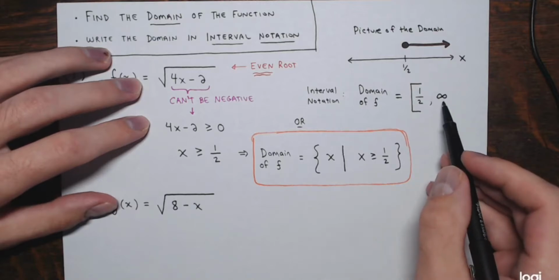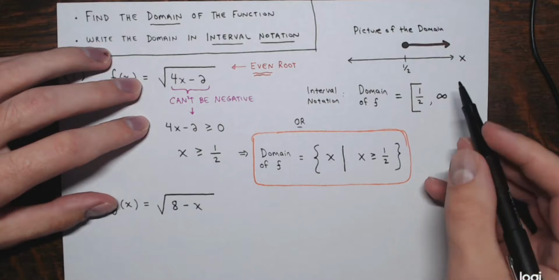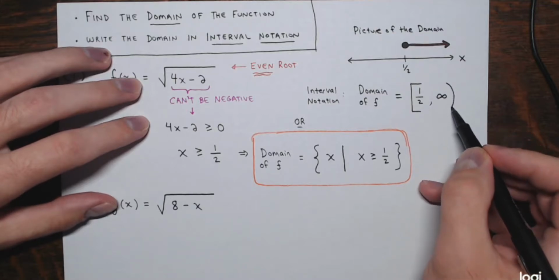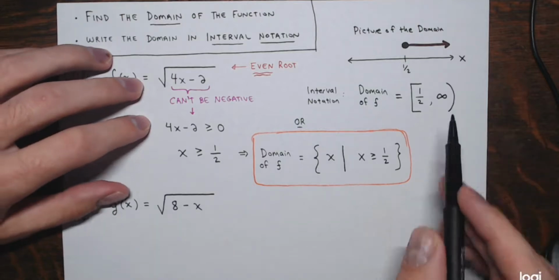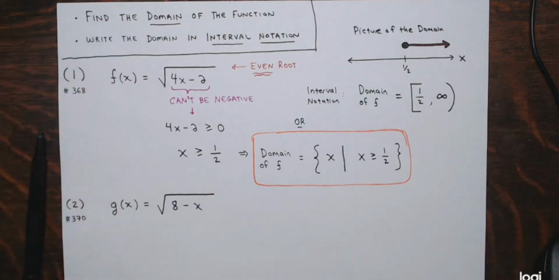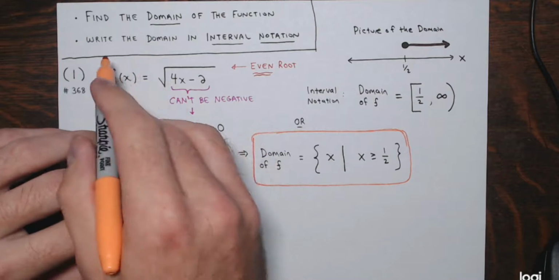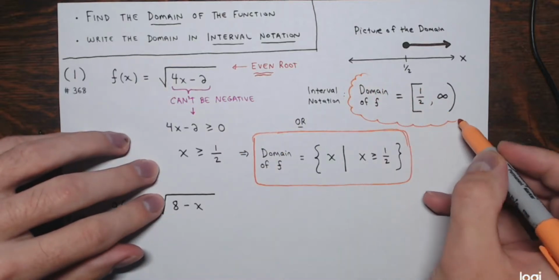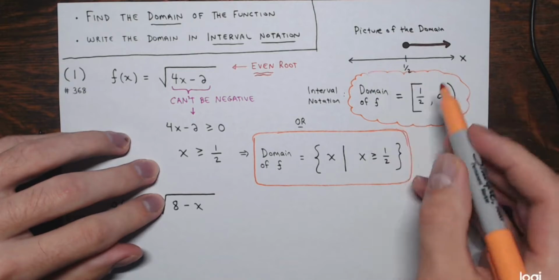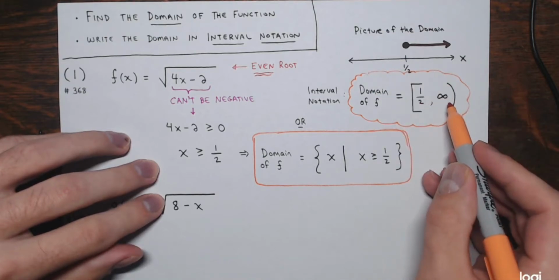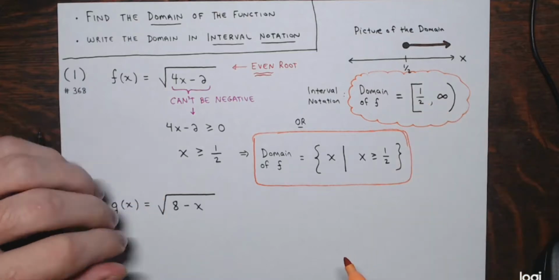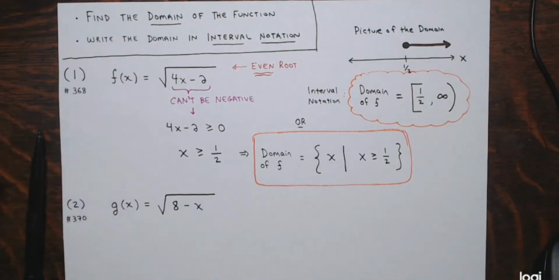Now infinity is not a number. Infinity is an idea, so it doesn't technically belong to the set. So always parentheses on infinity or negative infinity. And there's the answer to part 2. The domain of this function is all the numbers from 1/2 to infinity, all the numbers greater than 1/2 or equal to 1/2 itself. That's why I got the bracket on there. Great.